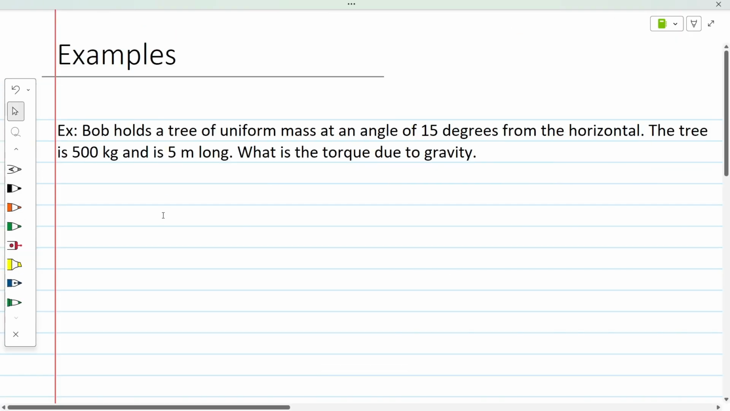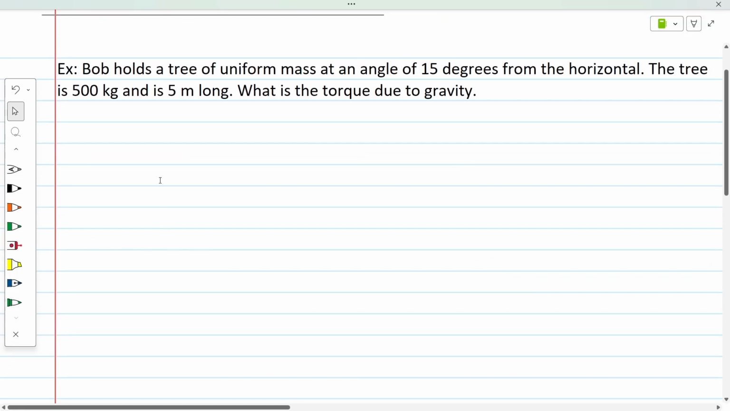Okay, so Bob holds a tree of uniform mass at an angle of 15 degrees from the horizontal. The tree is 500 kilograms and is 5 meters long. What is the torque due to gravity?